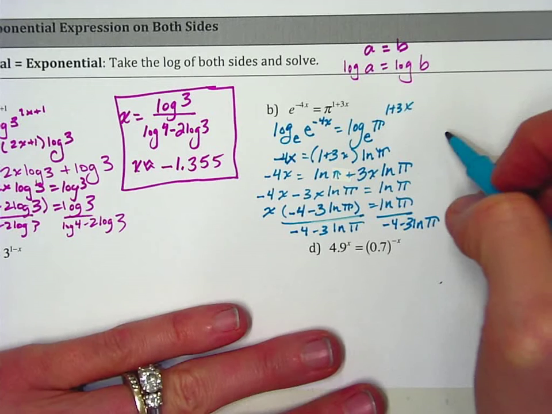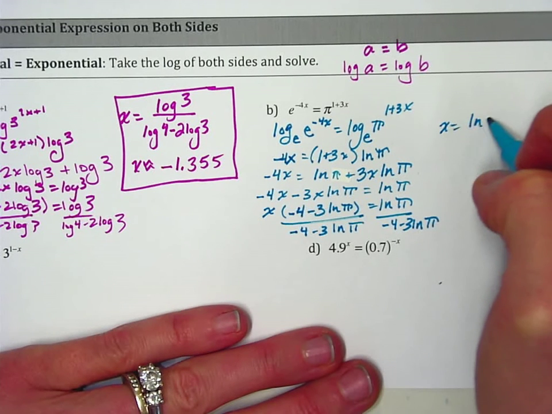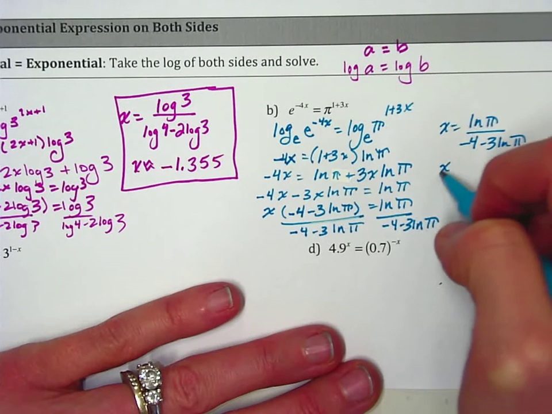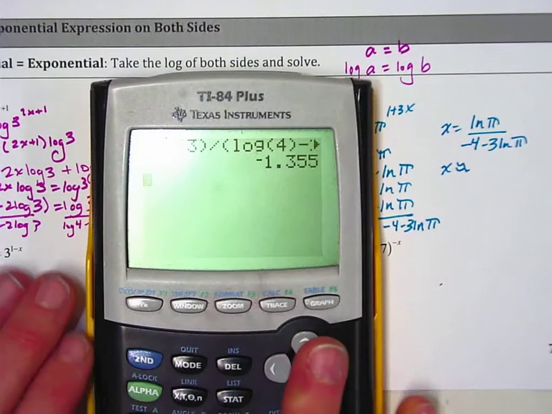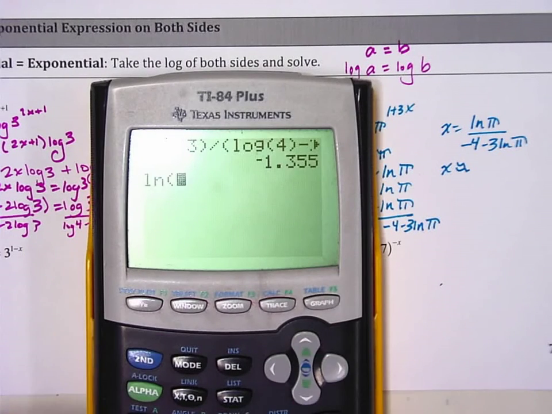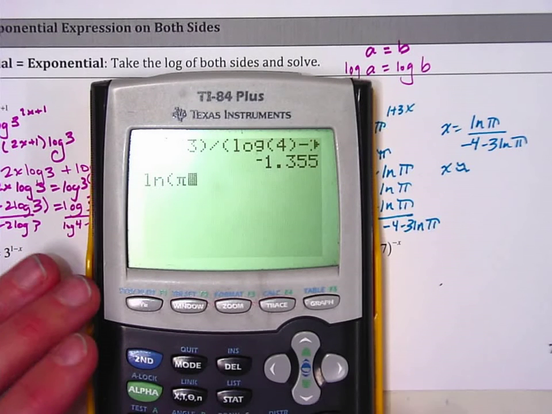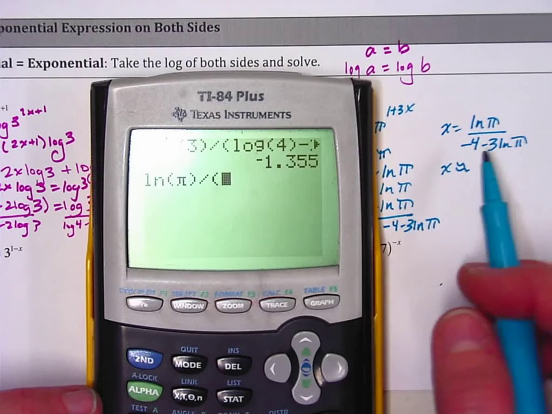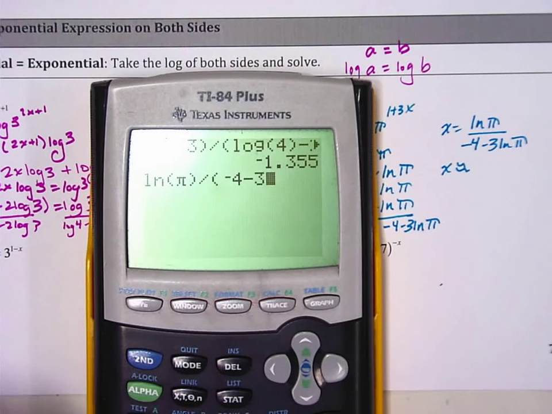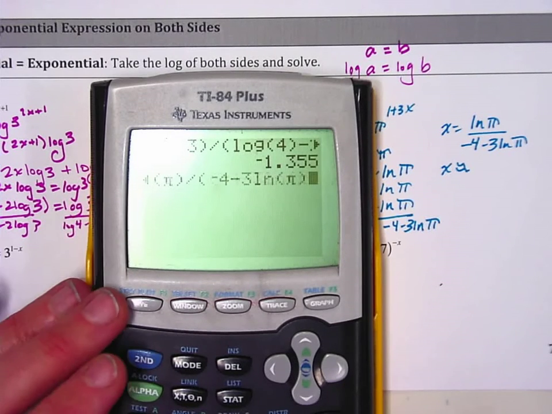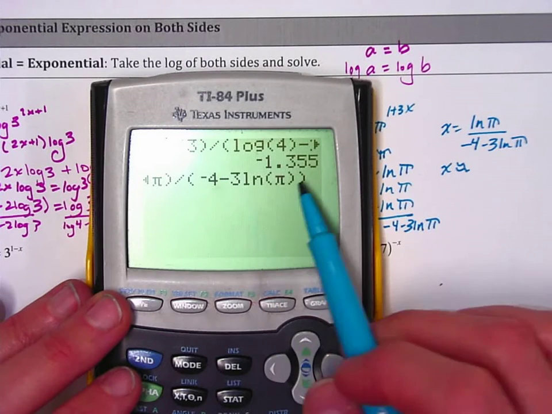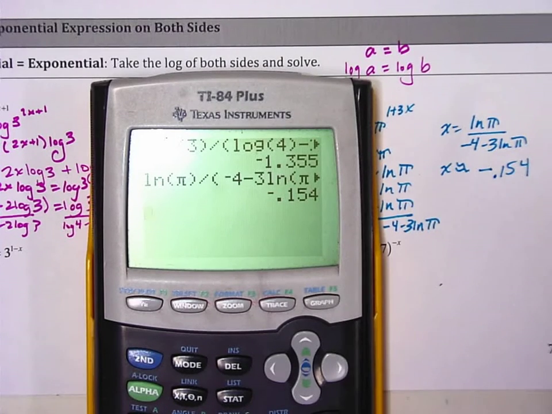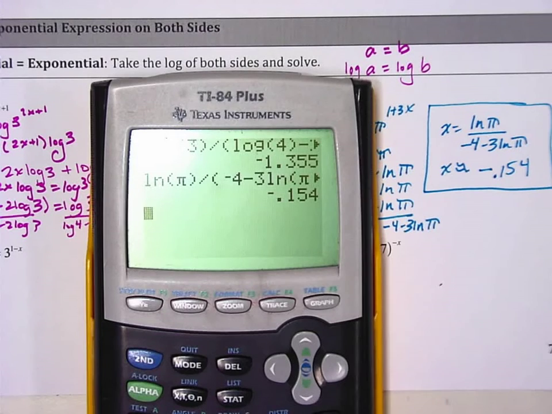And then my exact answer is going to be easy to type in because we have a natural log button. So we have the natural log of pi. Pi is second caret. And then divided by, again, we need parentheses for the whole denominator, so negative 4 minus 3 natural log of pi, end parentheses, to make sure the whole denominator is in parentheses, and then we get negative 0.154.